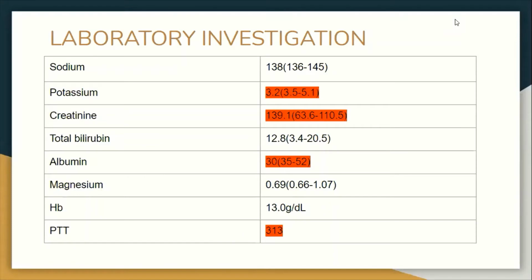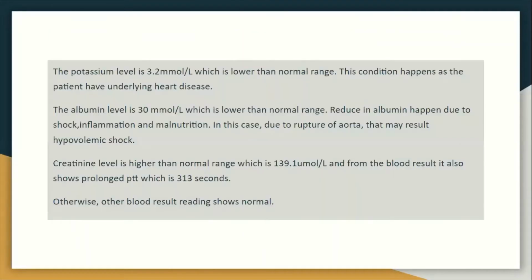Now we continue with laboratory investigation. This is the blood result for this patient. The potassium level is 3.2 millimole per liter, which is lower than the normal range. This condition happened as the patient has underlying heart disease. The albumin level is 30, which is lower than the normal range. Reduced albumin happens due to shock, inflammation, and malnutrition. In this case, due to rupture of the aorta, the patient may develop hypovolemic shock.